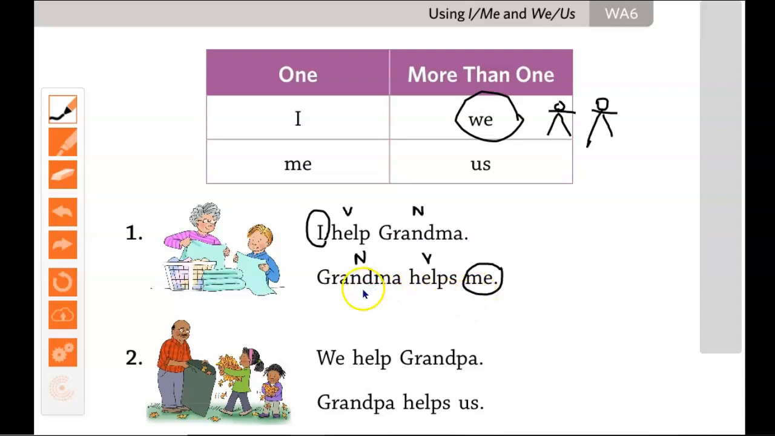Now, I could add more to this sentence too, and then it would be in the middle. I could say, Grandma helps me fold towels. And then me would be right in the middle.